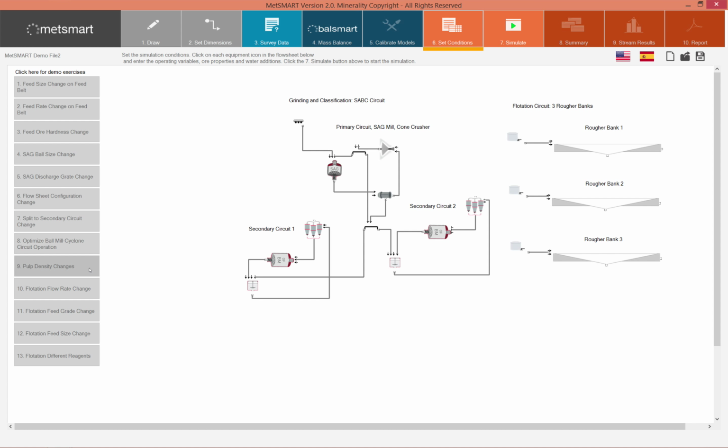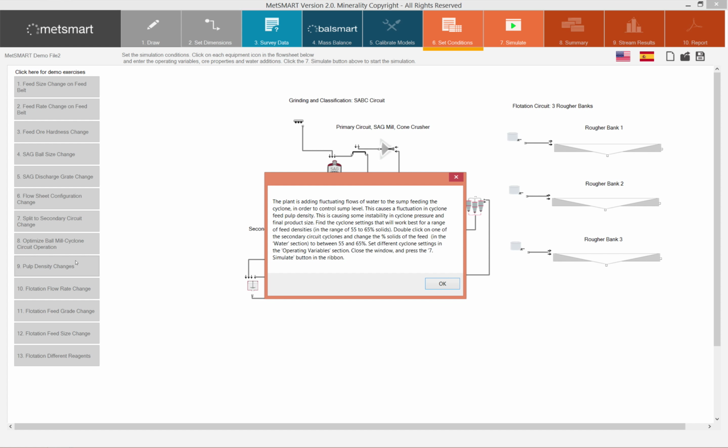We will view the effect of a pulp density change on the feed to the cyclone. When I click on number 9, pulp density changes, the exercise says that the plant is adding fluctuating flows of water to the sump feeding the cyclone. This is common to control the sump level. However, when this happens, there will be a fluctuating cyclone feed pulp density. This will cause some instability in cyclone pressure as well as your final product size.